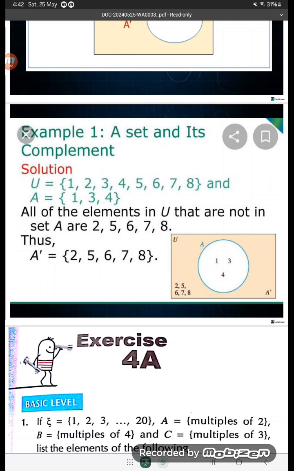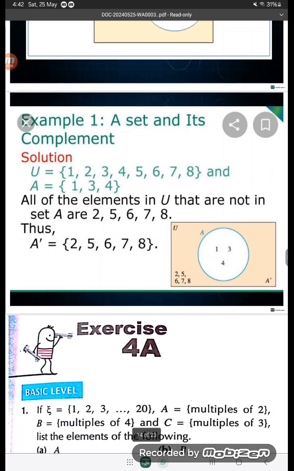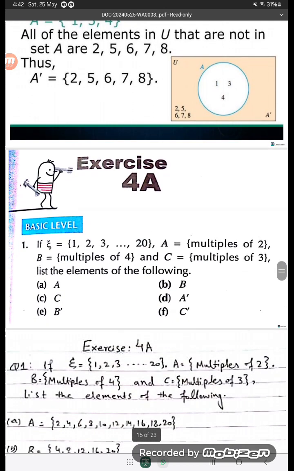A complement: 1 subtracted from 1, the answer is 0. 2 is not subtracted by any number, so 2 stays as it is. 3 subtracted from 3, the answer is 0. 4 subtracted from 4, the answer is 0. 5 as it is, 6 as it is, 7 as it is and 8 as it is.